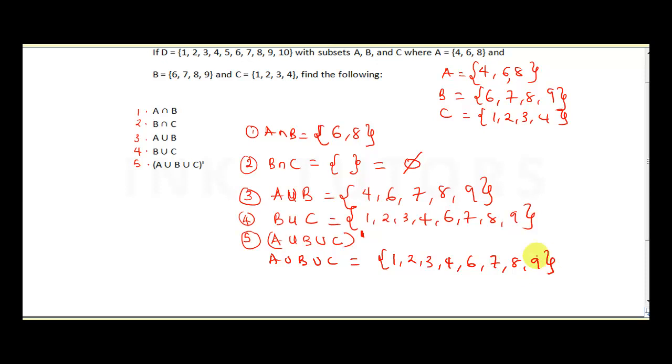Now, if you remember what we talked about the complement, we said complements are those things that are not in the set but can be found in the universal set. So what are those things that are not in A union B union C that can be found in the universal set? Remember our universal set is called D here. So let's look at the numbers. This says 1, 2, 3, 4, 5, 6, 7, 8, 9, 10, and this is 1, 2, 3, 4, 6, 7, 8, 9. I can't see 5, and I can't see 10. So the two elements that are not here are 5 and 10. So that is the solution to this question.